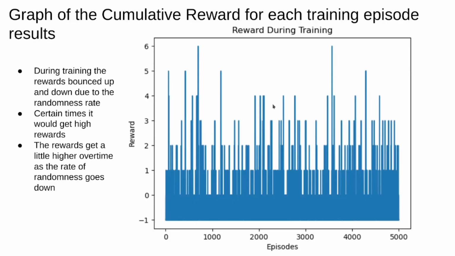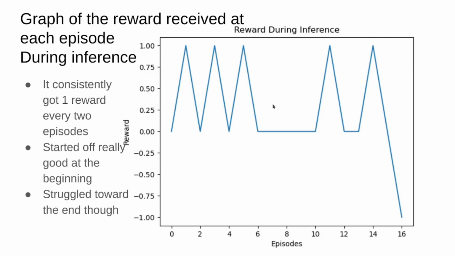Here we have a graph showing the cumulative reward for each training episode, but you can see that it did learn things, that at times it would take actions that would get it all the way up to a reward of 6. Here we can see the reward received at each episode during inference. It did really good at the very beginning, and then it kind of flattened out, but then it figured things out at the end.